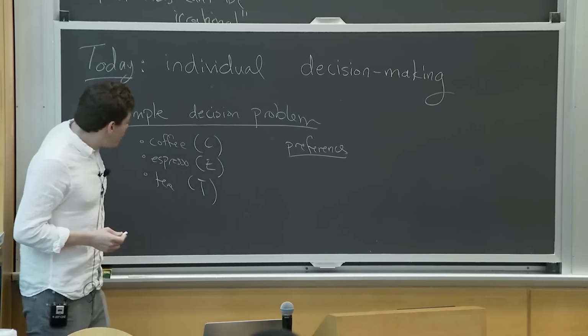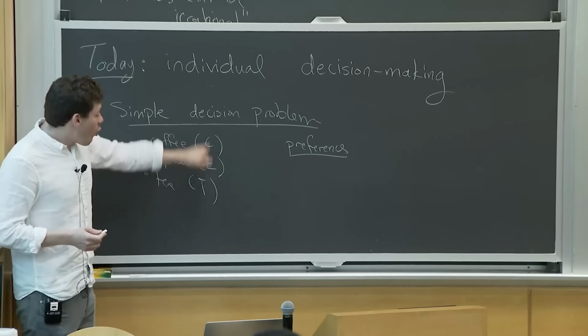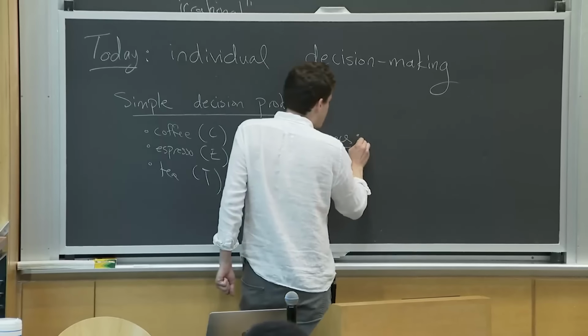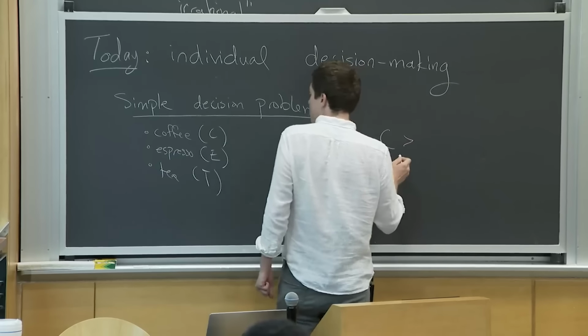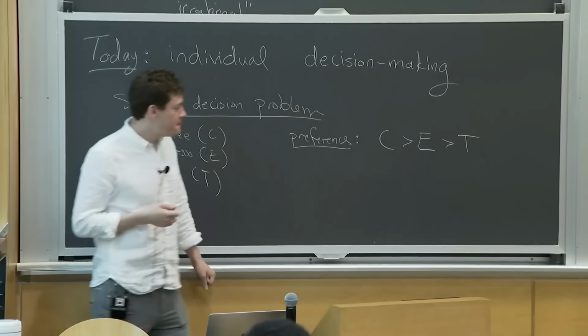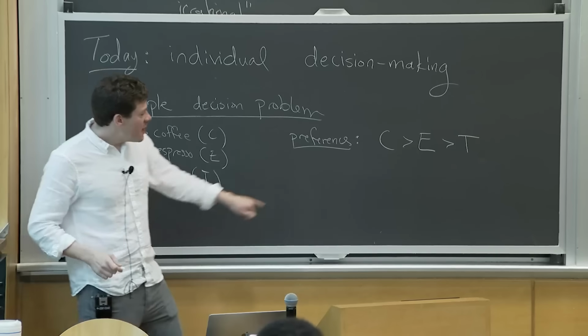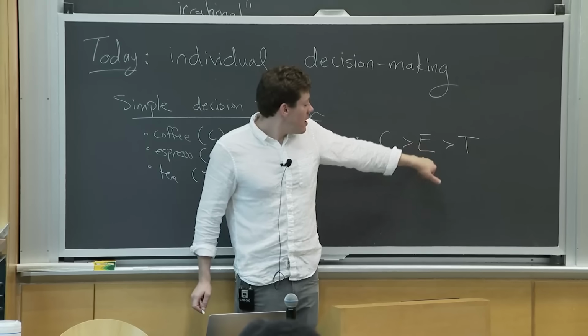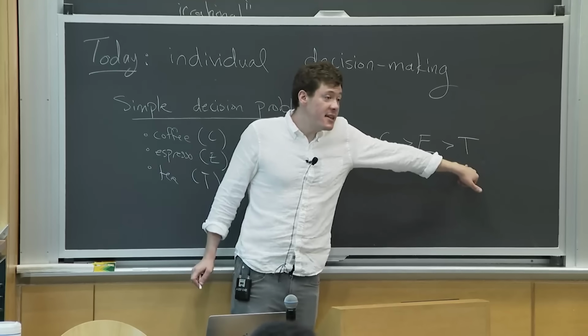And in this case, their preferences are going to specify some ordering among these three choices. A great way to represent this would be C better than E better than T. So these are probably my preferences. What does this mean? It means I prefer drinking coffee to drinking espresso. I prefer drinking espresso to drinking tea.